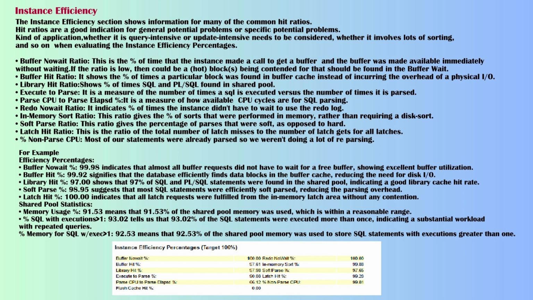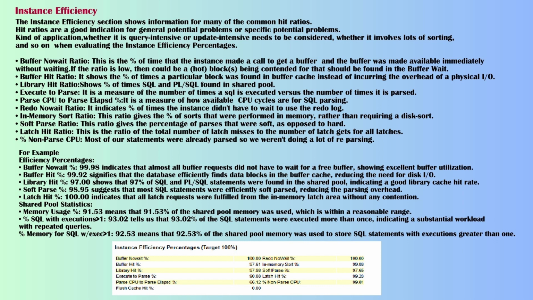This is the percentage of time that the instance made a call to get a buffer and the buffer was made available immediately, meaning it didn't have to wait for the buffer, hence, buffer nowait. If the ratio is low, then there could be hot blocks being contended for that should be found in the buffer wait.